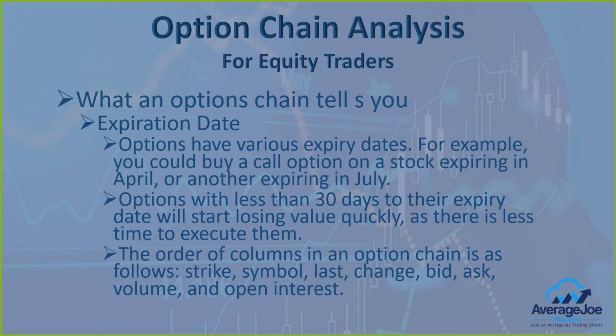For example, you could buy a call option on a stock, and this is what I mean by speculation, on a stock expiring in April, and then another expiring in July. So you can speculate that the price is going to be up $100 in July.